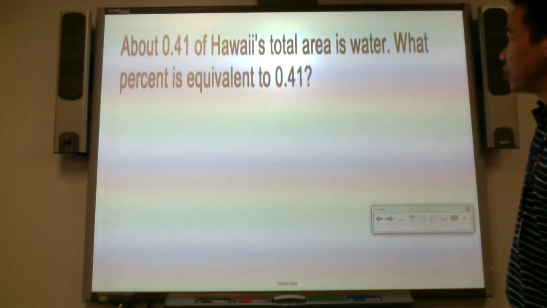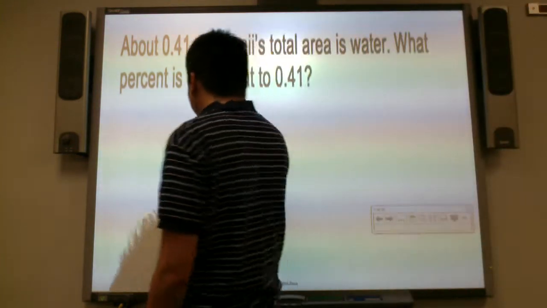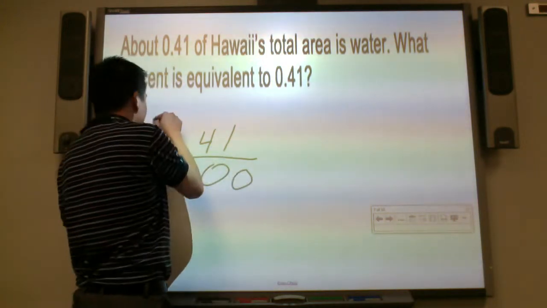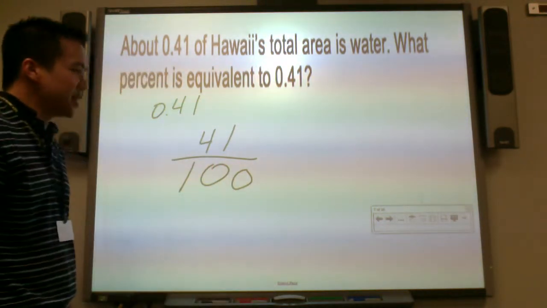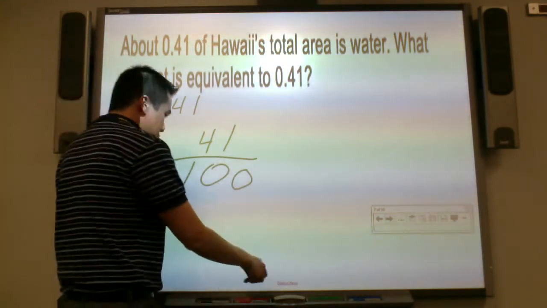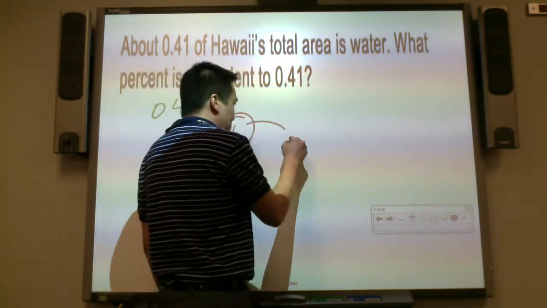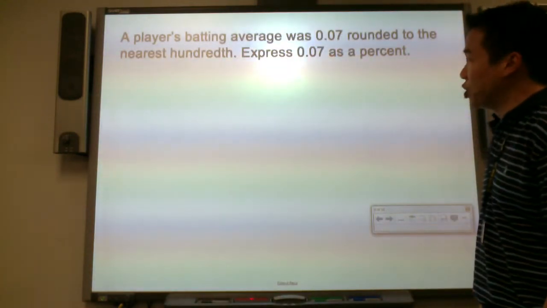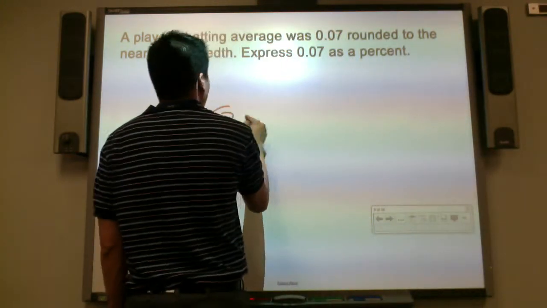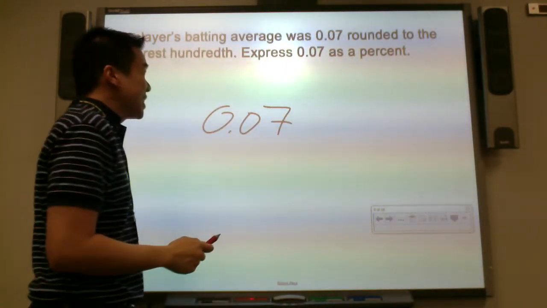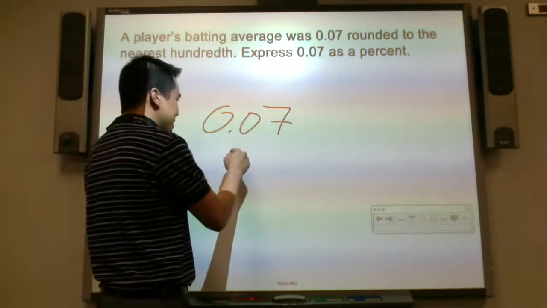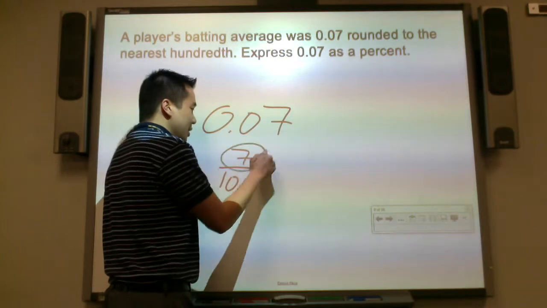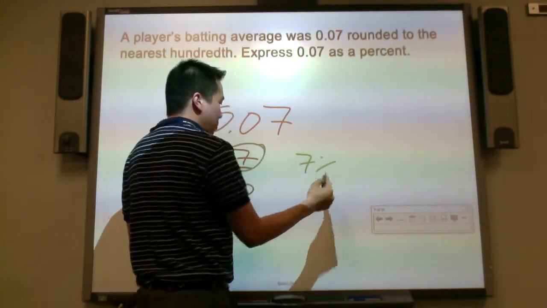About 0.41 of Hawaii's total area is water. A lot of water. Never been there, don't want to go. So, 41 hundredths. So what is the percent per 100? It is 41 per 100, or 41%. A player's batting average was 0.07, expressed as a percent. So this is 7 hundredths. So what is this per 100? 7 per 100, or 7%.